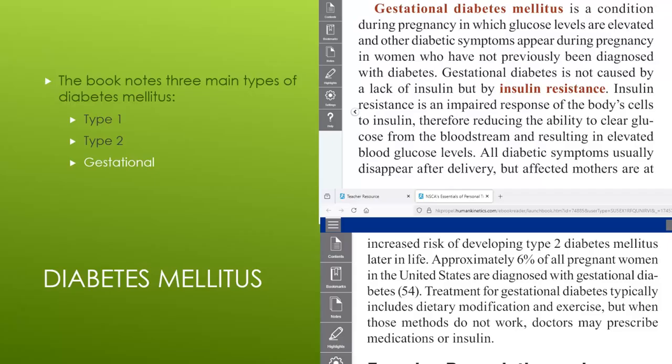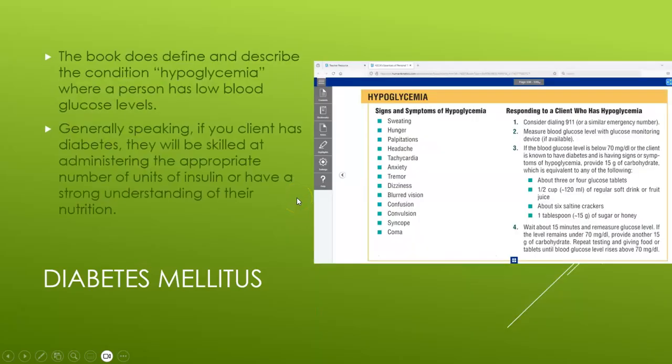We talked about gestational diabetes mellitus, a condition during pregnancy in which glucose levels are elevated, and other symptoms appear during pregnancy in women who have not been previously diagnosed with diabetes. I'm not going to belabor the point here, but 6% of all pregnant women in the United States are diagnosed with gestational diabetes. It typically includes dietary modifications and exercise for treatment, but when those don't work, doctors may prescribe medications or insulin.